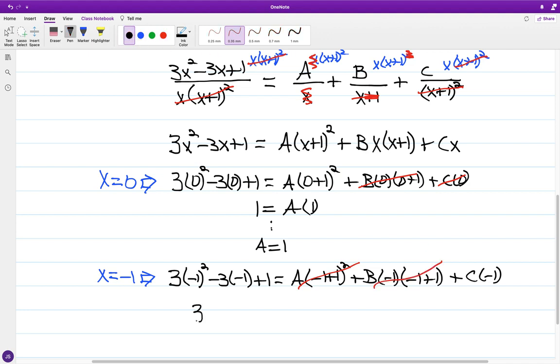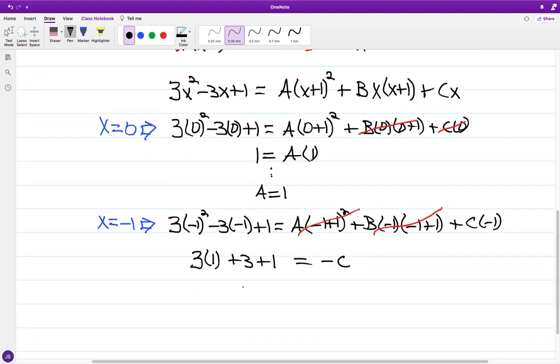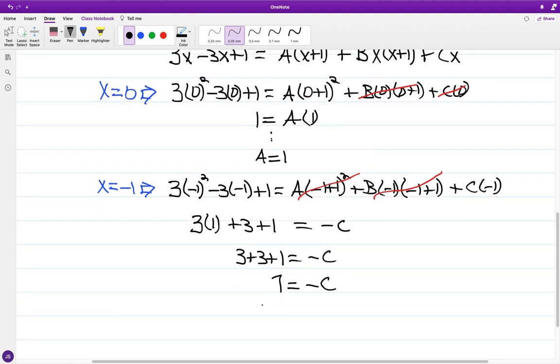Now we have 3 times the square of negative 1, so we have 3 times 1. Negative 3 times negative 1 becomes positive 3. And we have plus 1. c times negative 1 becomes negative c. And here we have 3 plus 3 plus 1 is equal to negative c. So you got 7 is equal to negative c. And if I change the signs at both ends, then we have that negative 7 is equal to c. Or in this case, we have c equal to negative 7.